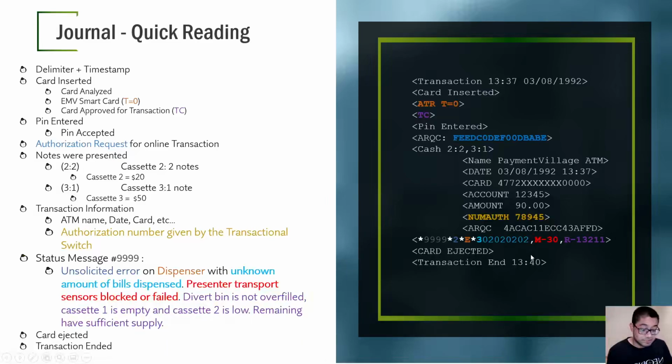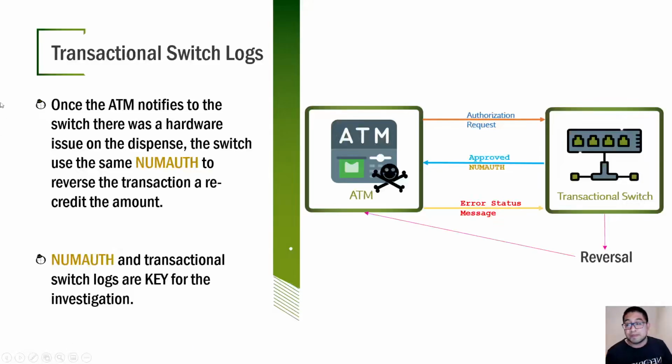This means that the transactional switch authorized the operation, but we found an error in the dispensation. Talking about the transactional switch logs, we found that, for example, when the ATM tries to make a transaction, it will ask the transactional switch, and the transactional switch will send an authorization request. The transactional switch will send back whether it was approved or declined.